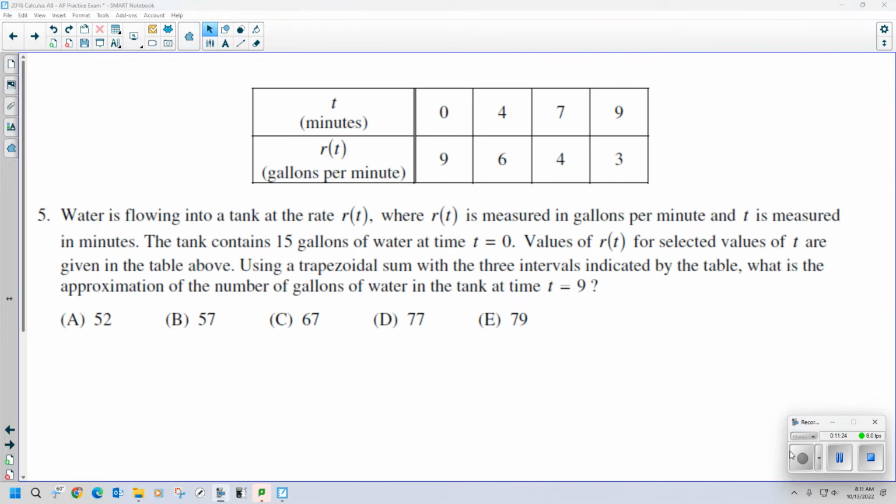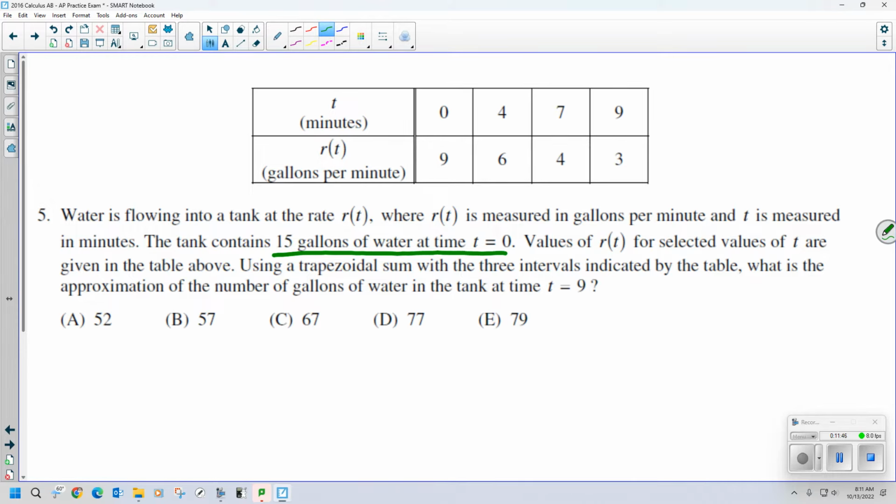Number 5, water is flowing into a tank at a rate, okay, where R of T is measured in gallons per minute and T is measured in minutes. The tank contains 15 gallons of water at time 0. That is going to be important. Well, I'm assuming it's important, but let's see. Right?